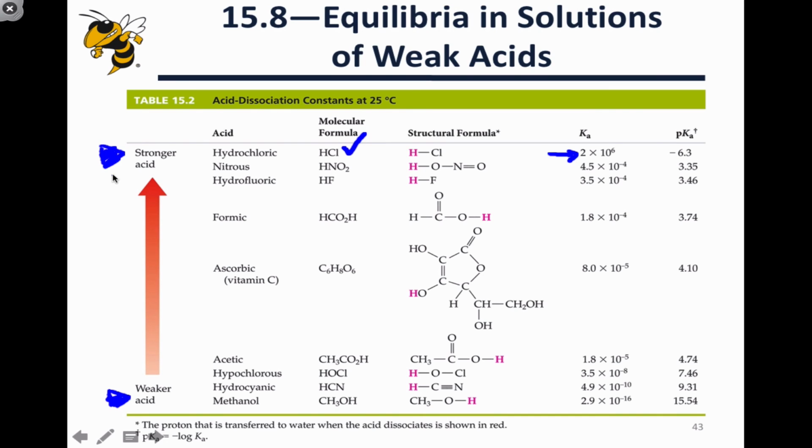As we move down this list to weaker and weaker acids, what we can see is that the Ka value is decreasing. 4.5 times 10 to the negative 4, 3.5 times 10 to the negative 4, and on down from there to much, much smaller powers of 10, negative 5, negative 8, negative 10, etc. But the pKa value is increasing as a consequence of that negative sign in the negative base 10 logarithm of Ka expression. So the weakest acids down here, something like methanol, has a relatively high pKa value of 15.5.